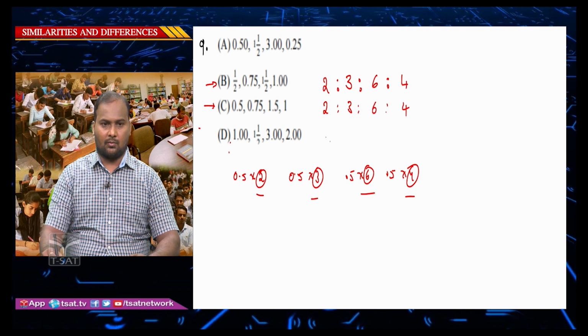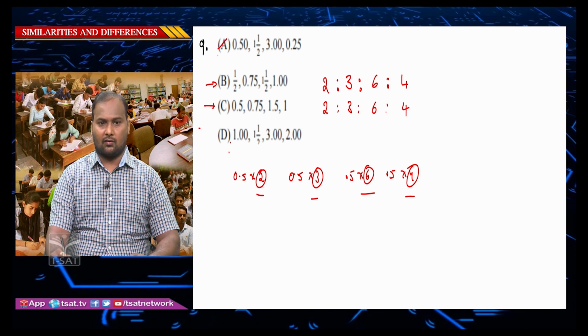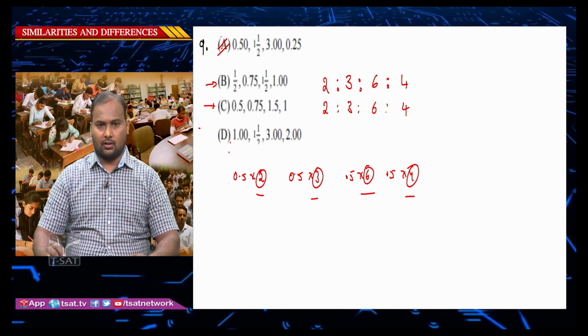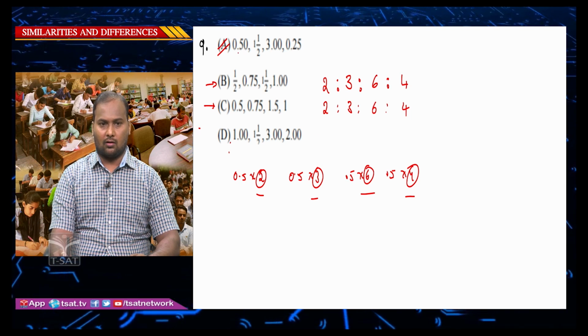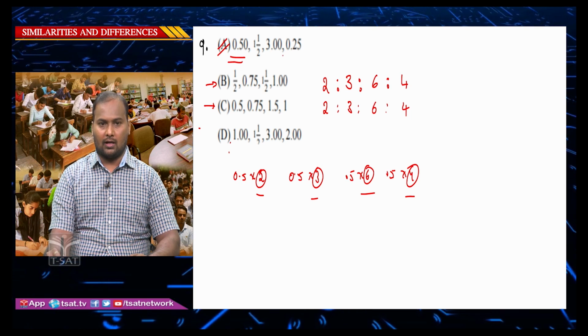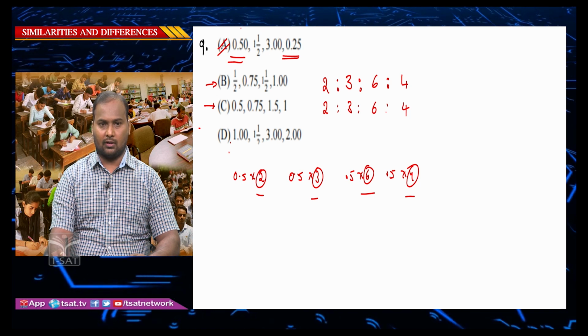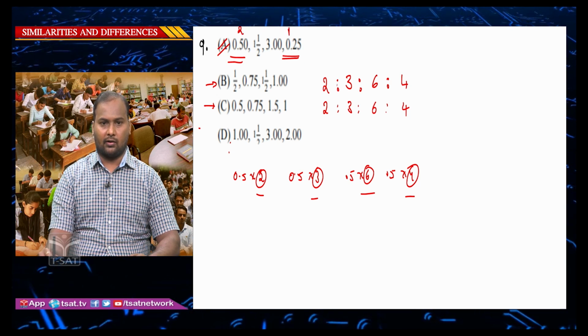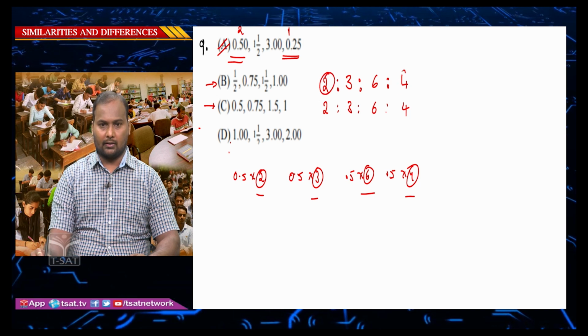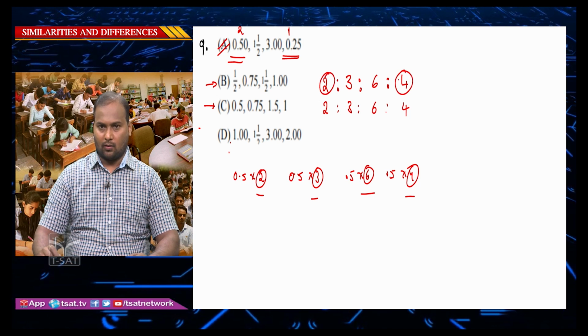But if you see, option A is not following this particular pattern, that is 2, 3, 6, 4. Instead, if you see these two values, that is 0.5 and 0.25, the ratio is something like 2 and 1. Yes or no? But here it is like 2 and 4. So it is avoiding this particular logic.